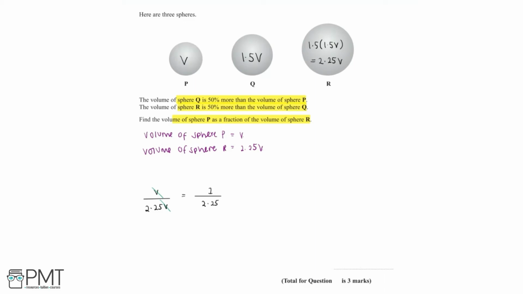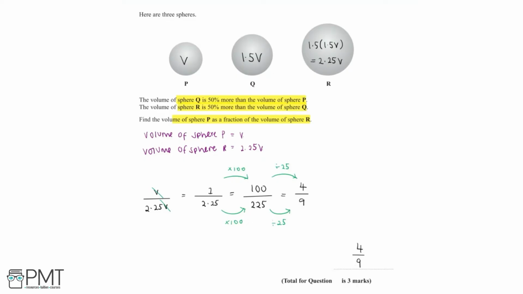We can multiply both the numerator and the denominator by 100 so that we get rid of all the decimals. And so when multiplying by 100, we're left with 100 over 225. Now to write this in its simplest form, we can see that 100 and 225 are both multiples of 25, and so we can divide both the numerator and the denominator by 25. And so we end up with the fraction 4 over 9. And so we found that the volume of sphere P as a fraction of the volume of sphere R is equal to 4 over 9, which we can write down in our answer box below.